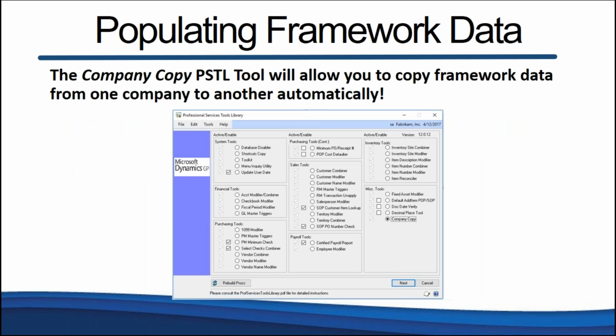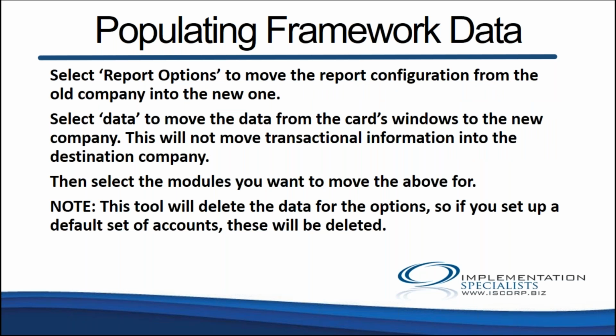All right, and this here is our Pistol menu here. The company copy Pistol tool is the one that allows you to do the framework data from one to the other automatically. There are a couple options here. I'll show them to you when we do launch it here.